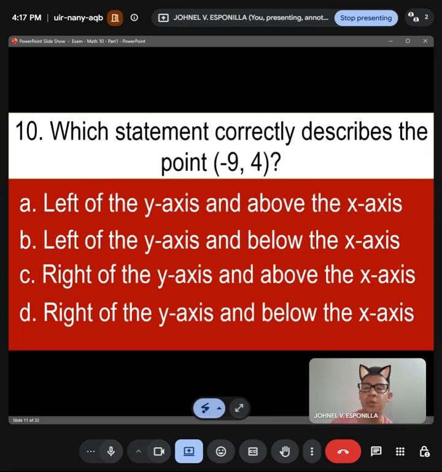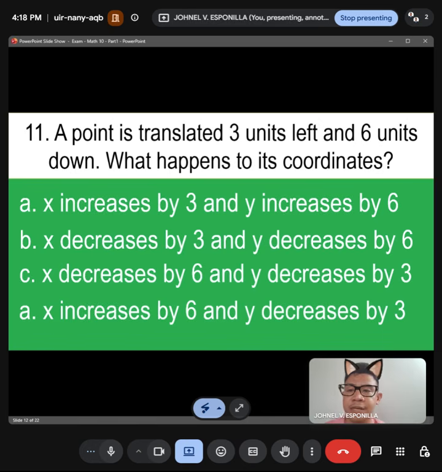Number 10, which statement correctly describes the point negative 9, 4? 5 seconds go. Okay? So our x is negative. So it should be on the left of our plane, to the left of the y-axis. 4 is positive, so the y is found above the x-axis. That is letter A.